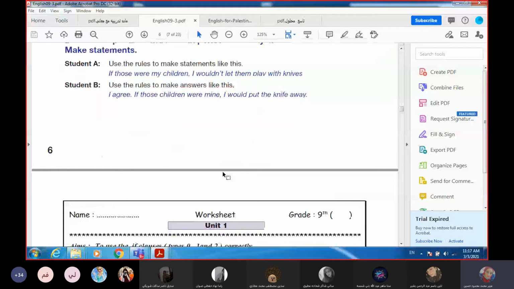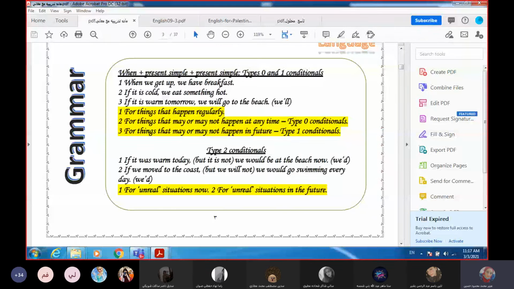Now I'm going to explain for more than the second time or the third time: if clause type 0, type 1, type 2. If clause type 0, be careful. Look at the form. When present simple, present simple. This is conditional clause type 0. Look at example 1. When we get up, we have breakfast.